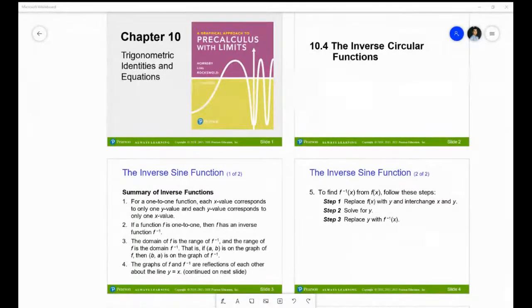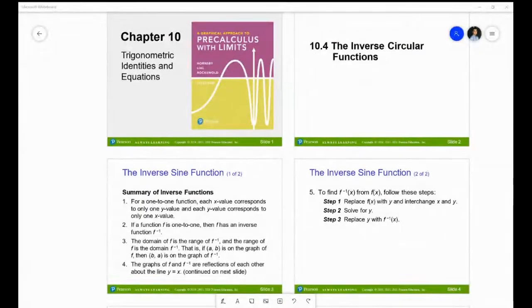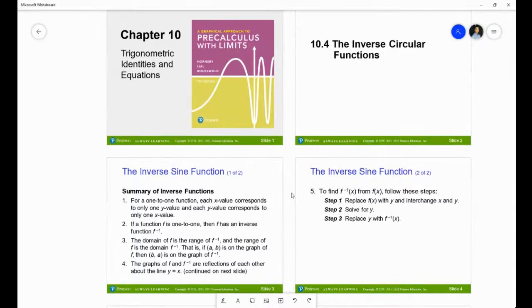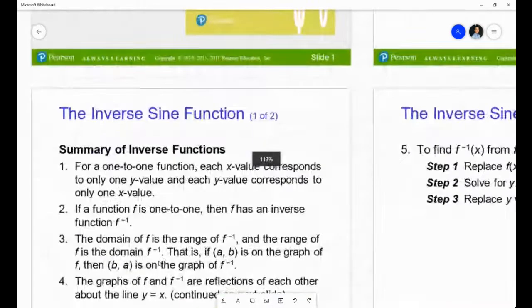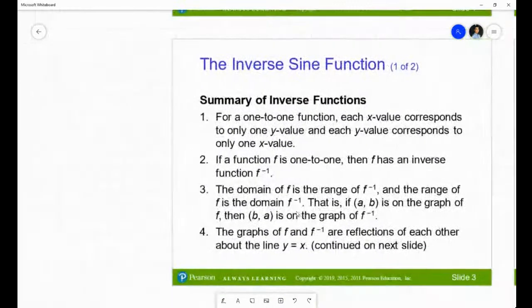Okay, so last time we left off at 10.3. Now we're going to continue 10.4, which is the inverse functions. So let's review a little bit of algebra. I think we learned inverse functions in algebra, and we're going to look at some of those properties today before we apply them to trig functions.